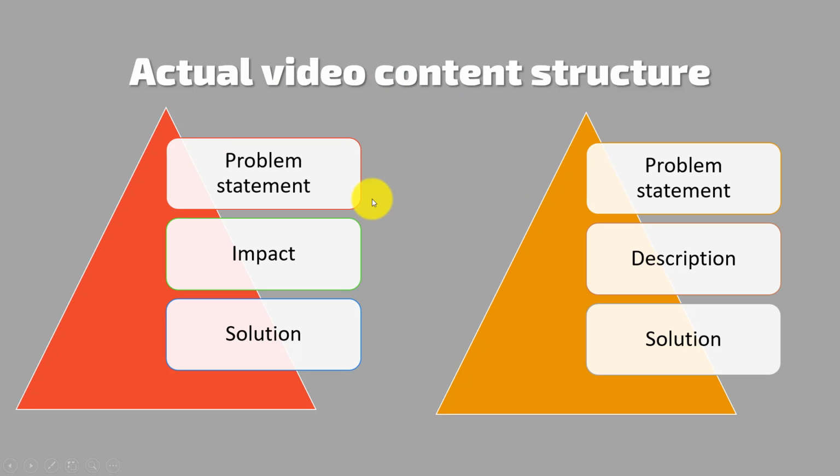Another structure would be more simple. You would say problem statement, you would talk about impact and solution. So you don't have description here. It's for the people who actually recognize that they have a problem, and you can have it like this too. You can have a problem statement, describe a problem. Let's say description would be a story. You can tell a story about someone who is having this problem and how they solved it, and then you conclude by saying the solution is like this, steps number 1 to 3.